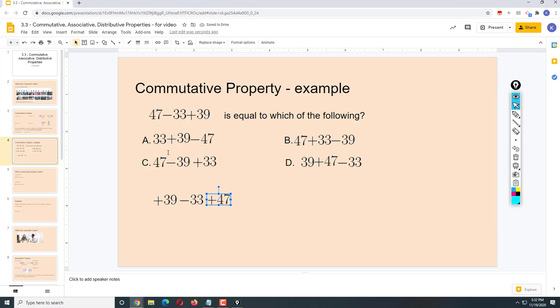So let's figure out which one is true. We have 33. Well, I can't make 33 because it's a negative 33. So A is wrong. B, 47. Okay, I have 47 here. Plus 33, I can't. I have a minus 33 here. 47. Okay, that's okay. Minus 39, I can't do that. I have a plus 39. Okay, so the last one should work. 39 plus 47 minus 33. So the commutative property says we can move these around, and it's still true.